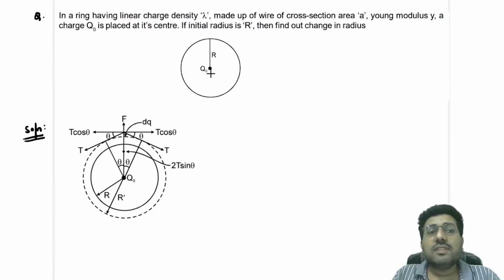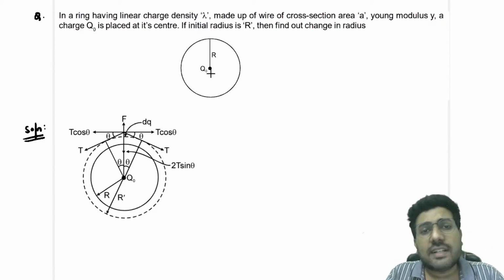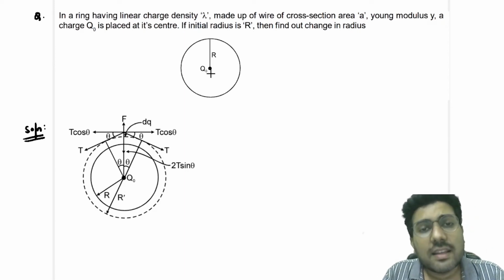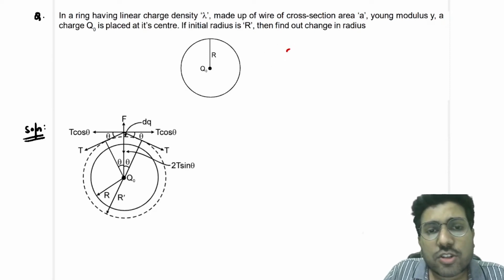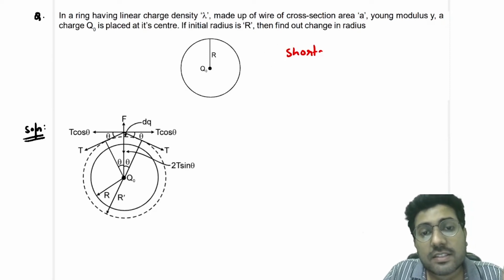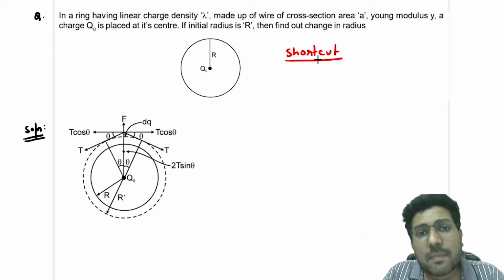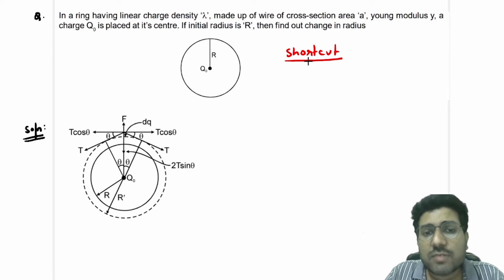Now this question is only for those students who are studying in class 12th and they have studied electrostatics. If you are in class 11 now, you can skip this question. So again I'll tell you the shortcut in any ring. This shortcut for ring is applicable every time. I will do this question only in terms of shortcut.